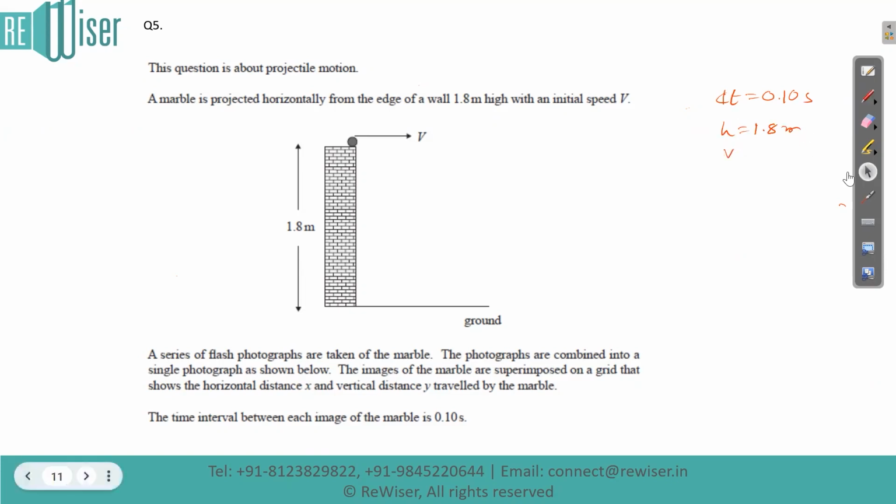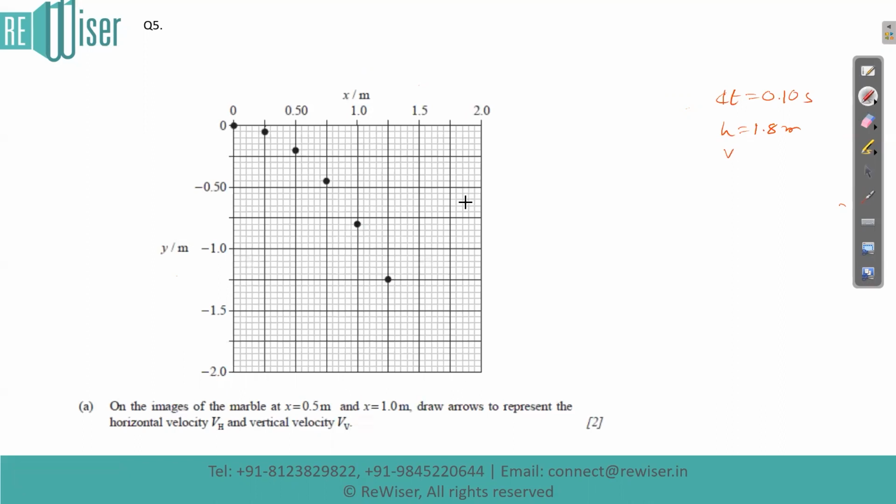Now let us look at the graph. As you can see here, distance traveled in x direction, distance traveled in y direction. These are the points, and in between every point, the time interval is 0.1. Again, 0.1 from here to here, 0.1 from here to here.